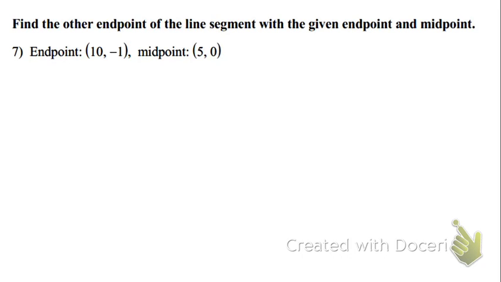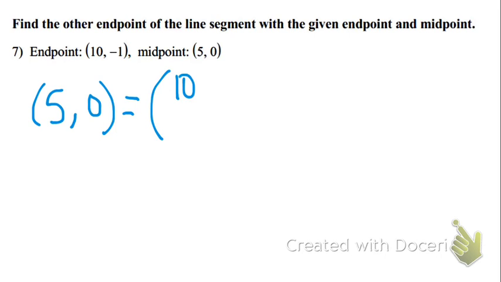So this one's a little bit tougher. It gives us the midpoint already and one endpoint, and we want to find the other endpoint. So we have to plug in what we know. We know the midpoint is 5, 0. Our x1 is 10, but we don't know the other x. Our y1's negative 1, but we don't know the other y.